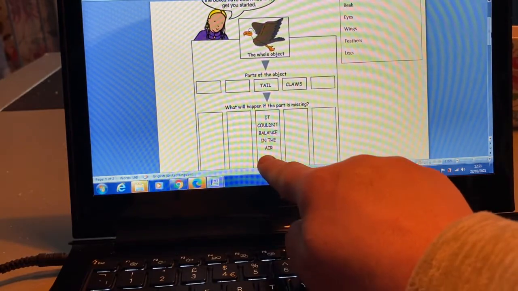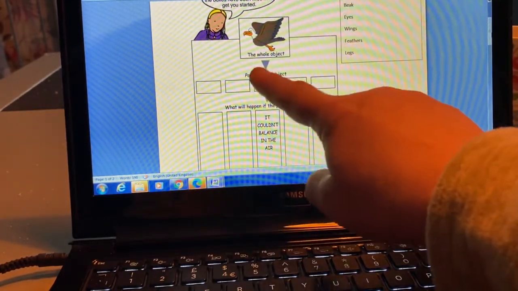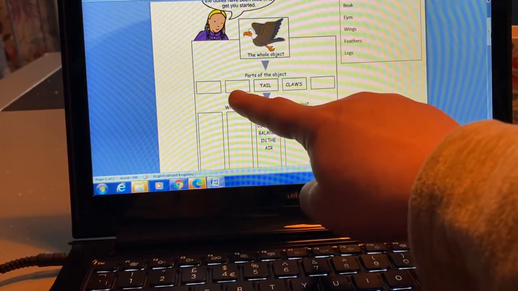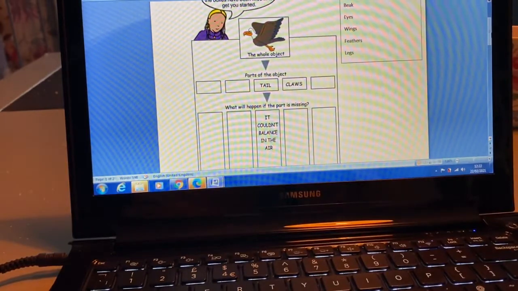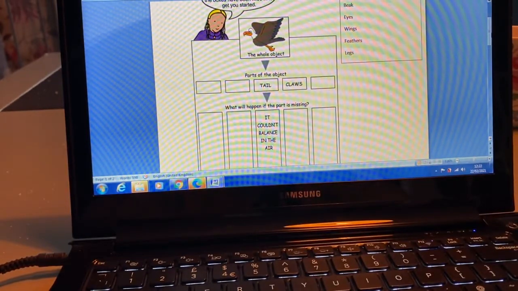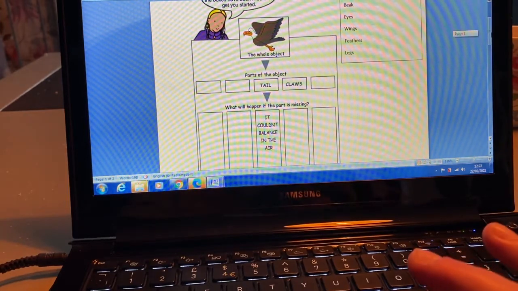It couldn't balance in the air. So if it had no legs, for example, so I'd put my parts here, legs, what would happen? It would fall over. And we would all laugh at the poor eagle, poor legless eagle. Okay, so that is your first thing I want you to do. That shouldn't take very long. It's a quick 5-minute activity that should warm your brain up, ready for the rest of your science, which is down here.